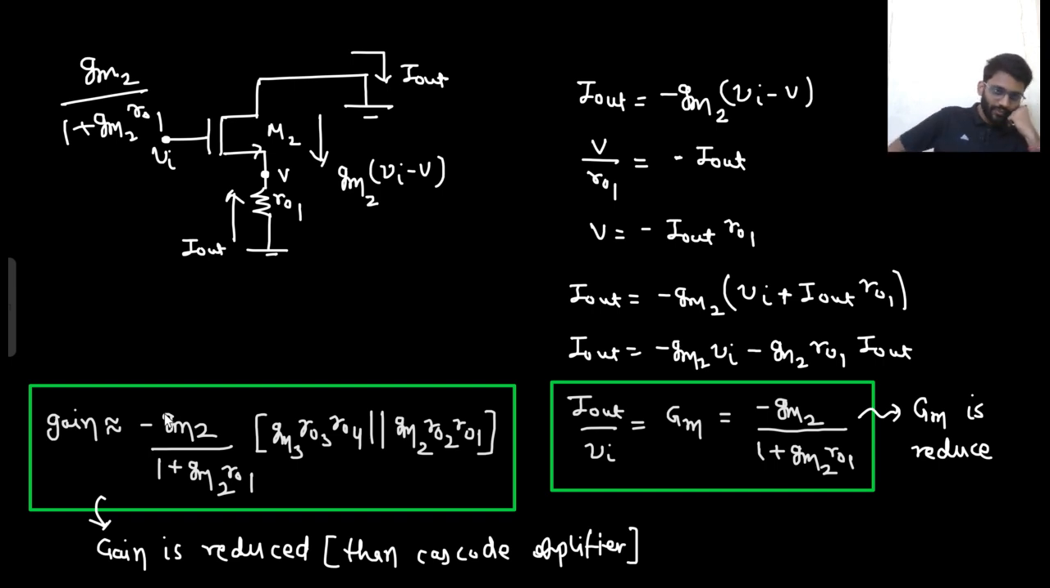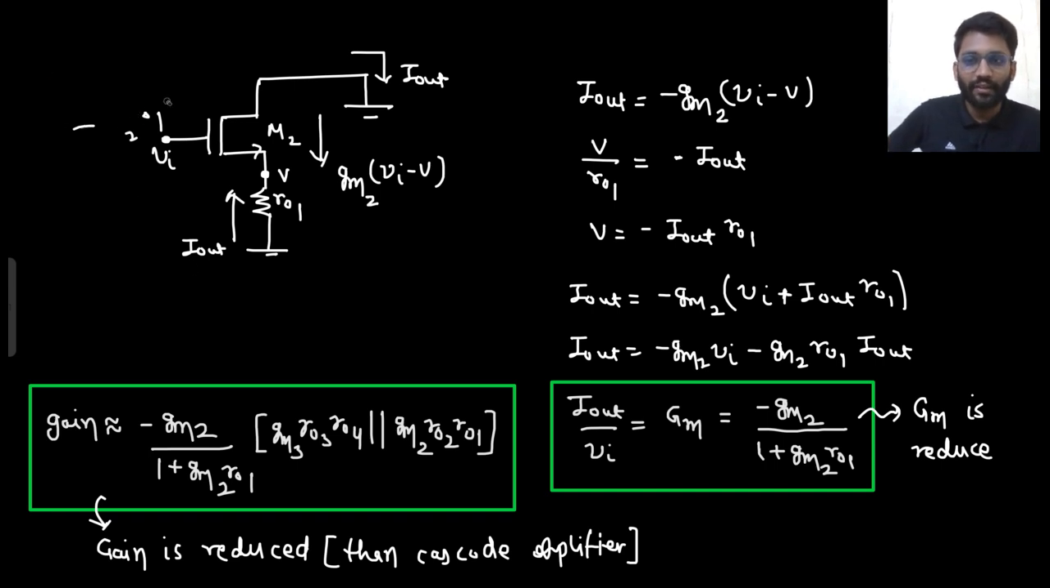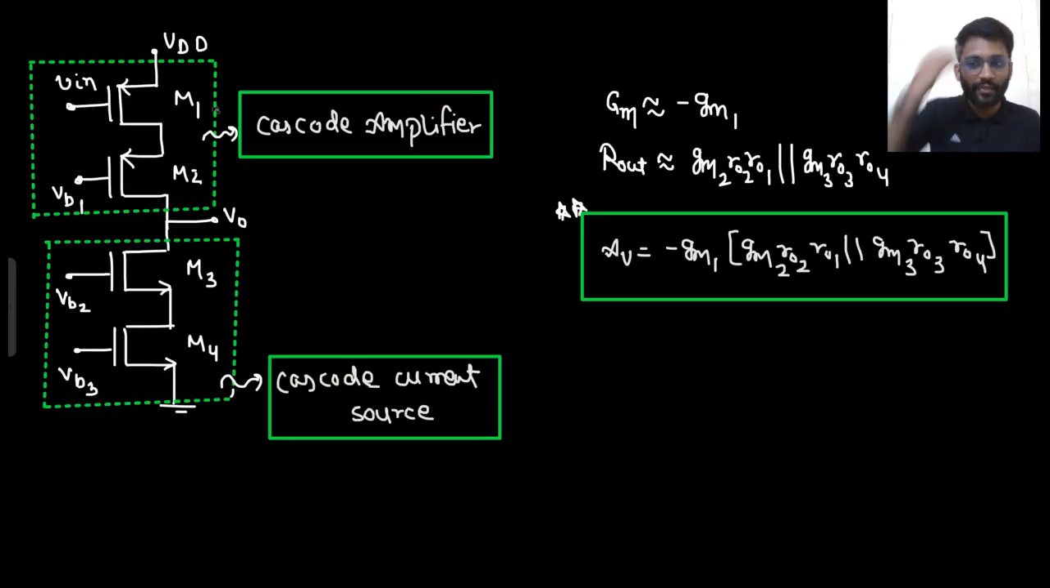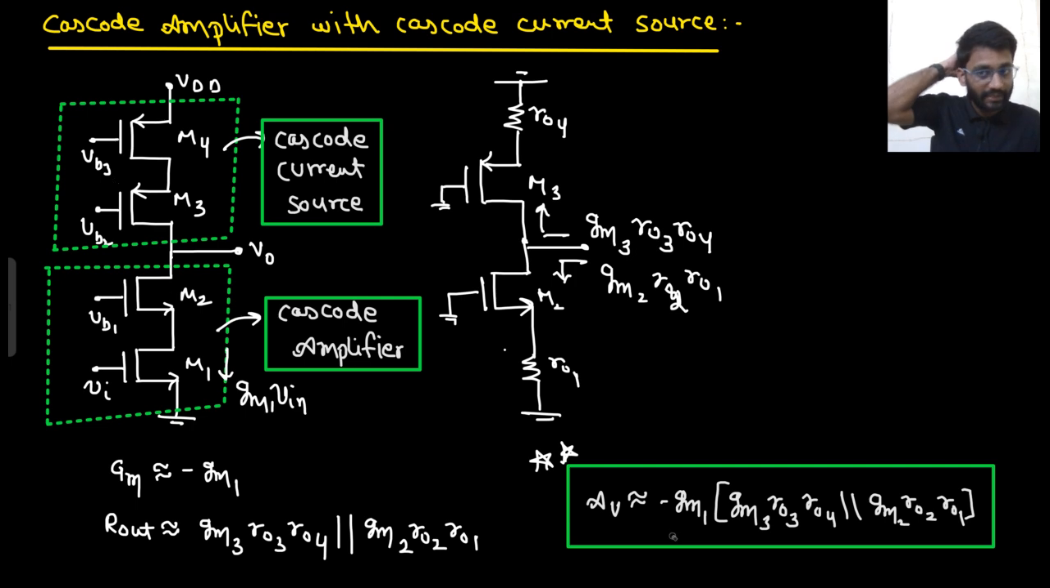Say yes or no. So this was common source amplifier with degeneration with cascode current source in the load. Right? So this is not our cascode amplifier. What is our cascode amplifier? This is the cascode amplifier. And that was common source amplifier with degeneration in the load.